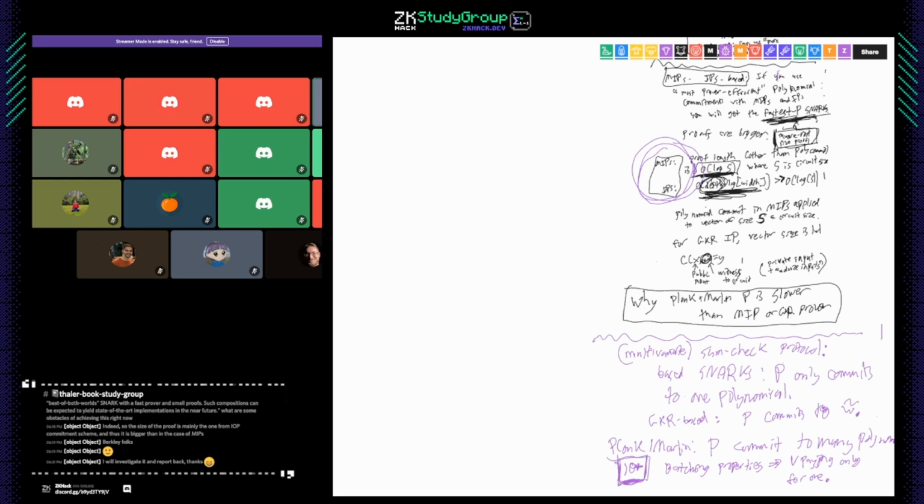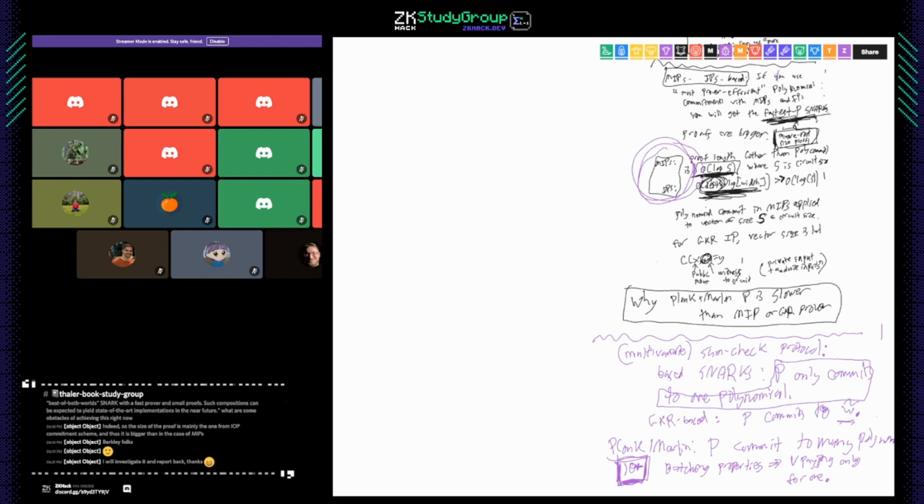So if the polynomial commitment is the bottleneck for the prover time, here you're getting a prover that commits to only one polynomial, which is either as big as the witness or as big as the circuit. And in Plonk and Marlin, the prover is committing to 10 plus polynomials, each of them as big as the whole circuit. So that's where the extra prover costs come from.